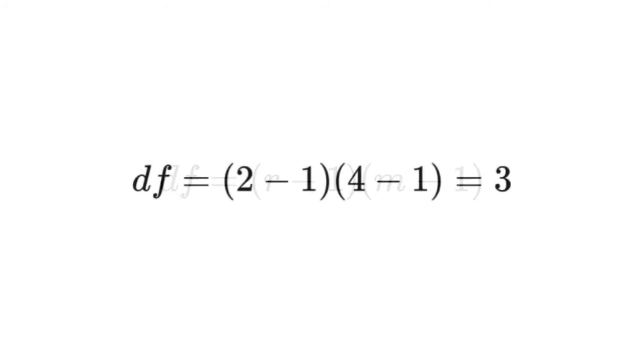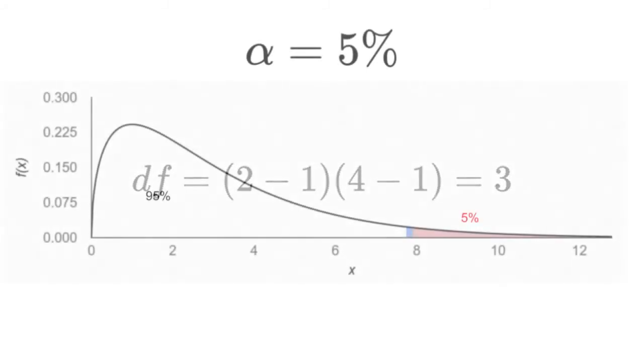So in our case we have 2 rows minus 1 times 4 columns minus 1, which is of course 3. So just to kind of orient ourselves, what we are doing is performing the chi-square test. We have our hypothesis, we have our level of significance, we have calculated the test statistic, and we also know the number of degrees of freedom. The next thing we need to know is the so-called chi-square distribution.